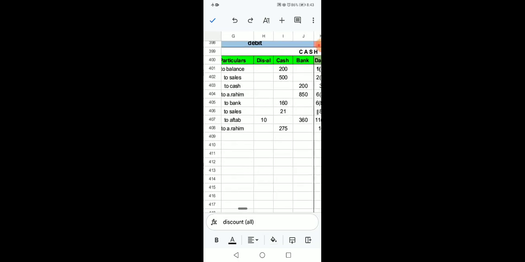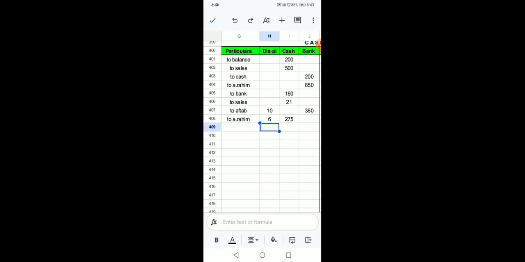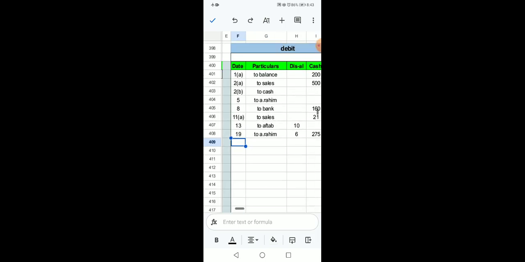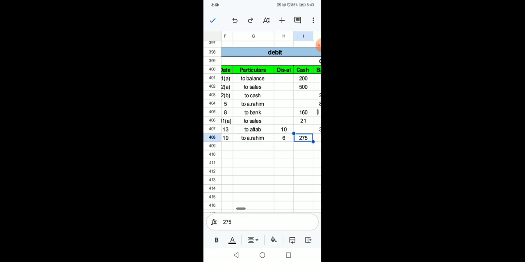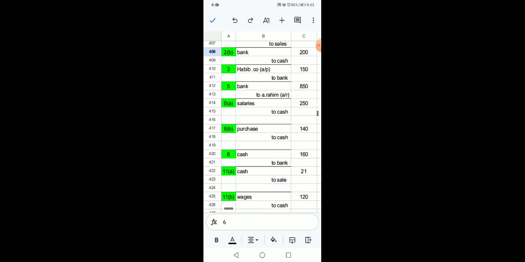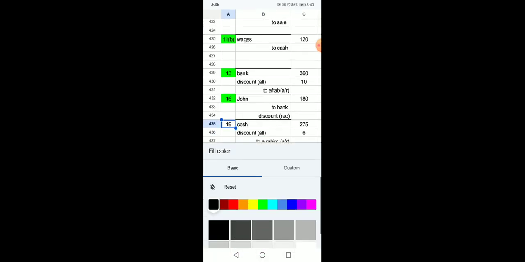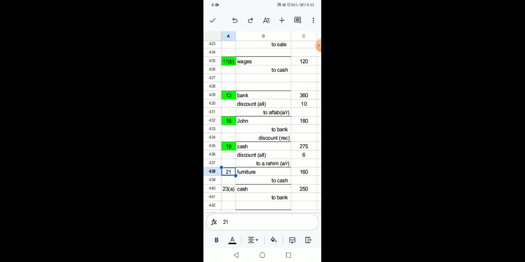Go to the debit side of discount and write down 6. It was possible to write down 6 over here in the next line as well, but for that purpose you were supposed to write to Rahim and 19 again. Since reference of 6 and 275 is same, which is Abdul Rahim, and date is same, so you have chosen the same row. So both possibilities are good. You may choose next line or you may choose the same line. Cash and discount were supposed to be posted, and we have already posted. Entry 19 is completed. Mark it has been done.